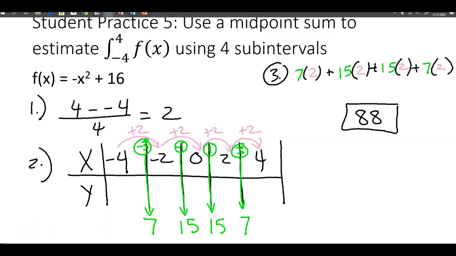Alright guys, so here it is. Step 1, finding your delta x. The width of the rectangles is 2. So starting at your lowest value of -4, ending at your highest value of +4, going up by 2's, which are highlighted in pink there.